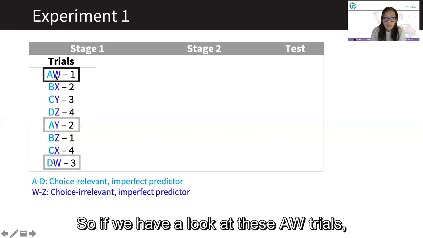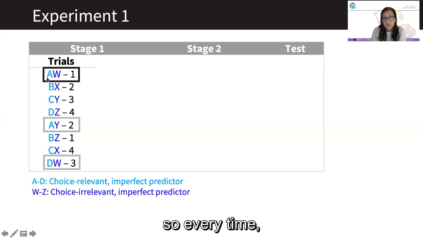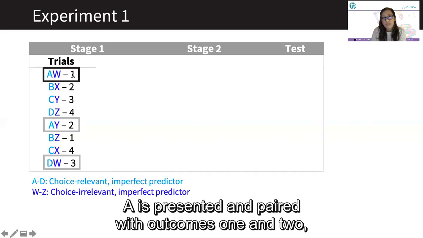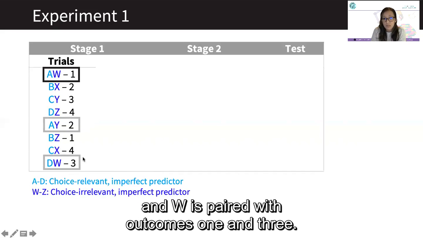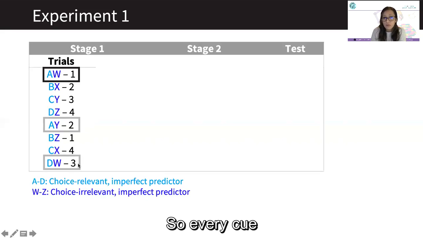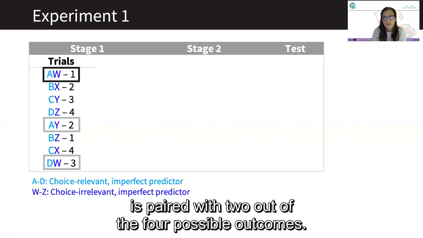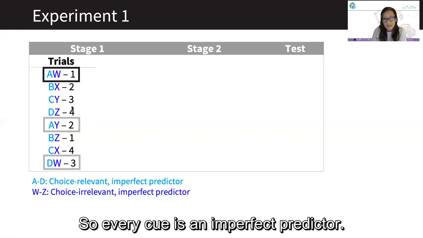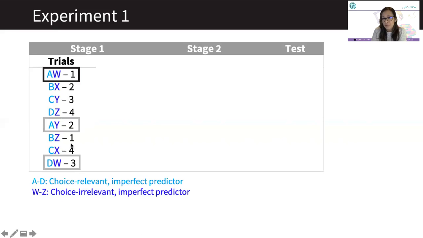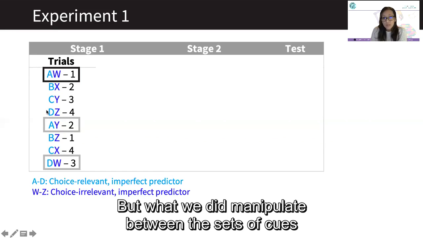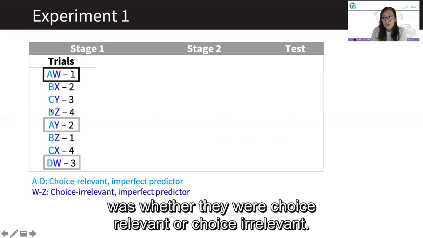If we have a look at these AW trials, every time A is presented, it is paired with outcomes 1 and 2, and W is paired with outcomes 1 and 3. So every cue is paired with 2 out of the 4 possible outcomes. So every cue is an imperfect predictor. But what we did manipulate between the sets of cues was whether they were choice relevant or choice irrelevant.